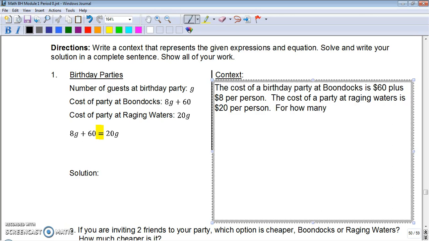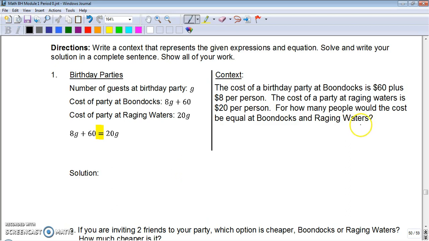So the question is, if we're setting these equal, then we're saying that the costs of these 2 things would be the same. So we're going to say then, for how many people would the cost be equal or the same at Boondocks and Raging Waters? So we have to make sure that we ask a question and also clue them in to set these equal. They don't know if they should be setting them equal. Let's look at the next one, number 2.